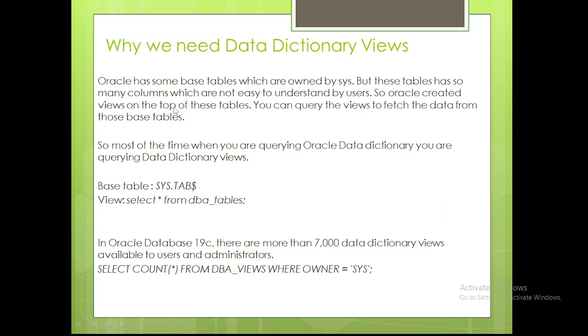But we cannot easily understand those tables, as the column names are very difficult to understand. So Oracle created views on top of these tables so that we can understand the column names. We can access only the columns which are easily understandable to the user. So Oracle created these data dictionary views on its own. We can query these views to fetch data from the Oracle base tables. Most of the time when we are querying the Oracle data dictionary, we are just querying data dictionary views.